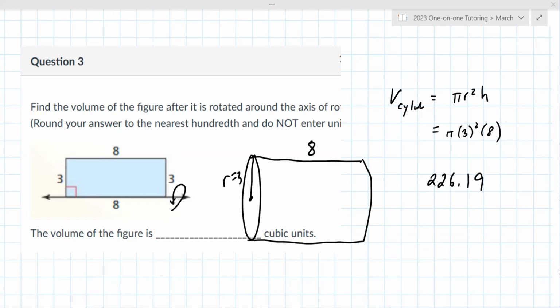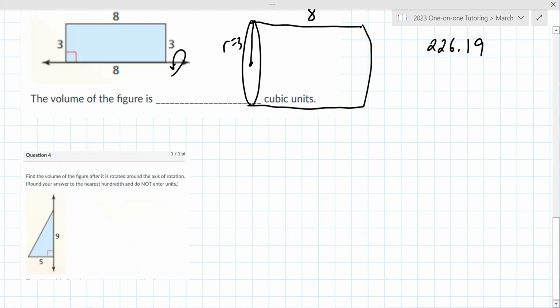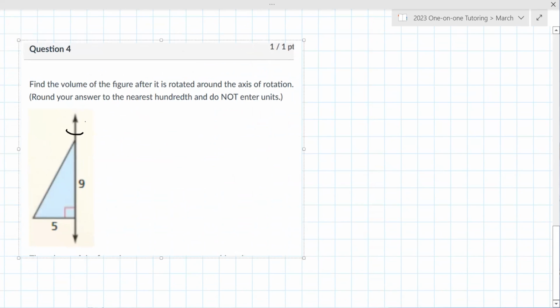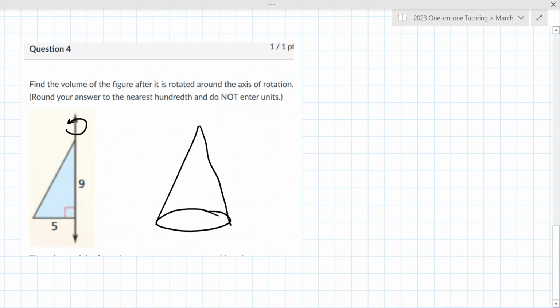All right, 4. Again, really similar. We've seen one like this before. Find the volume of the figure after it is rotated about the axis. So notice I'm always drawing that axis of rotation here. This one becomes a cone when you do that. And the cone, you need the height, you need the radius. Volume of a cone is 1/3 pi r squared h.